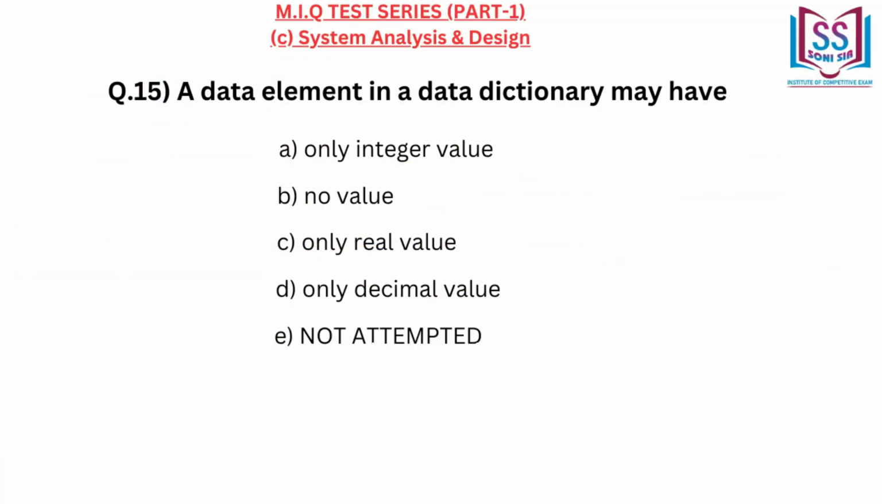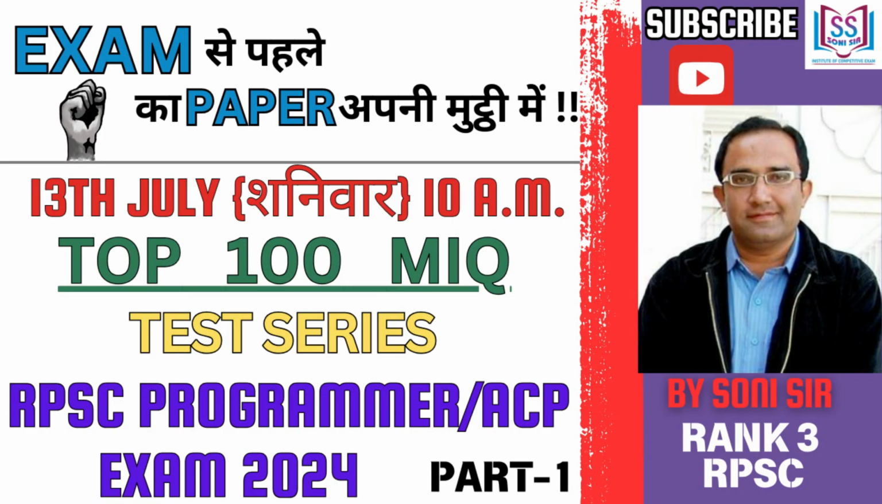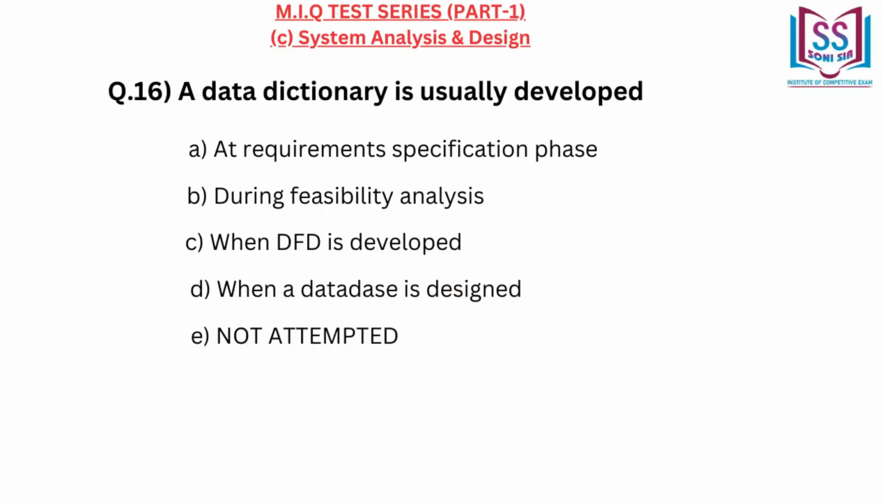A data element in a data dictionary may have A. Only integer value. B. No value. C. Only real value. D. Only decimal value. A data dictionary is usually developed A. At requirements specification phase. B. During feasibility analysis. C. When the FD is developed. D. When a database is designed.